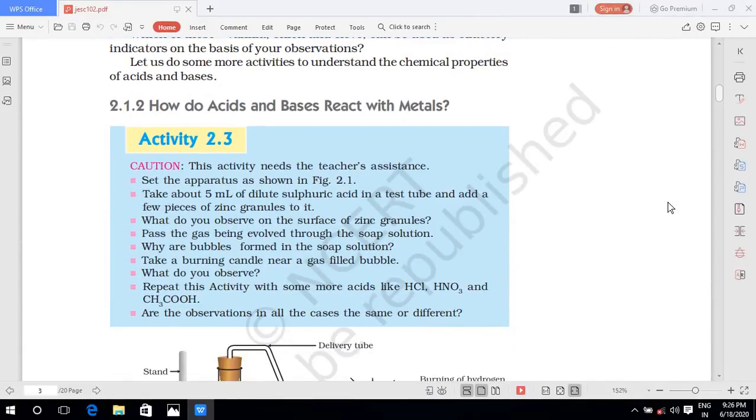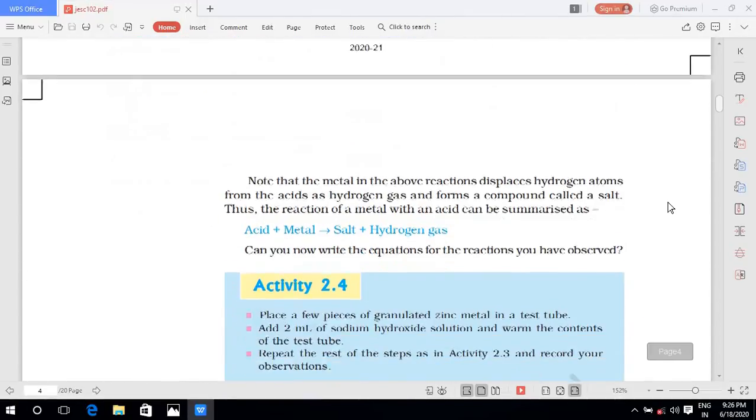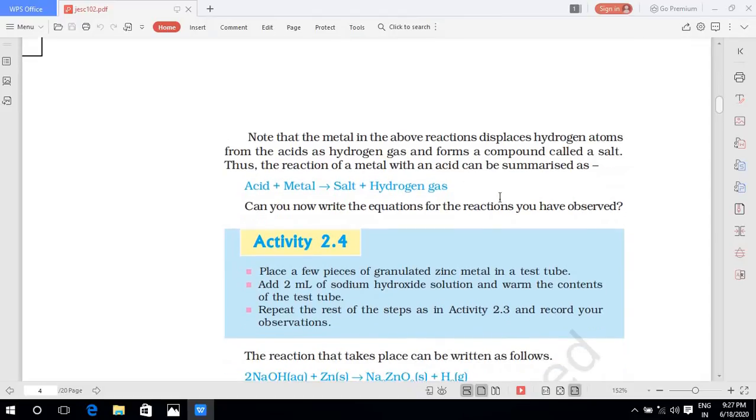Now, how do bases and acids react with metals? Okay, this we have discussed. Now, the previously mentioned reaction can be written in this way: acid, when it reacts with metal, gives off the salt and hydrogen gas. Acid, in our case, was the sulfuric acid, the metal was zinc, and the salt was zinc sulfate, and it results in the formation of hydrogen gas.